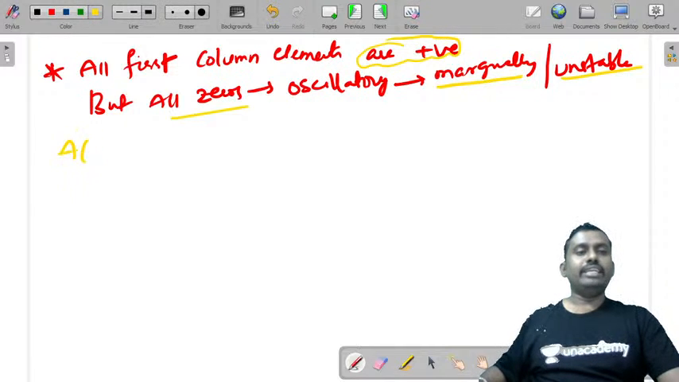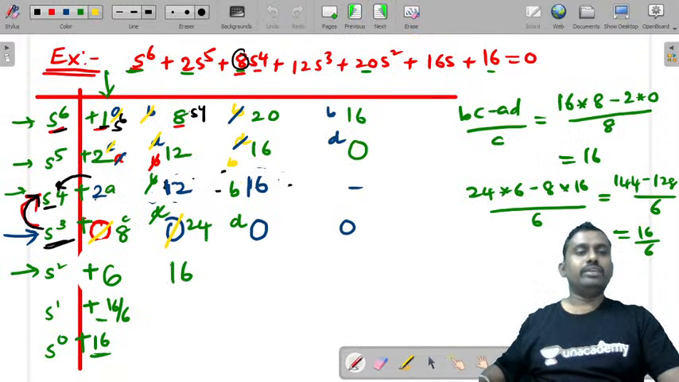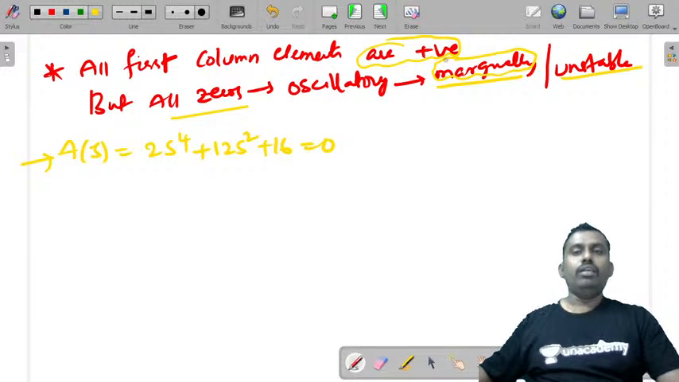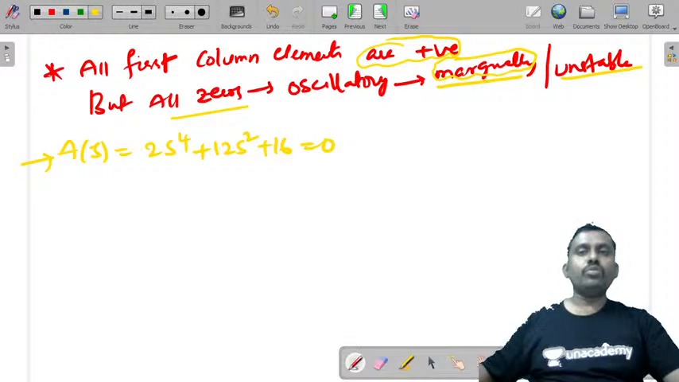We have got an auxiliary equation, right? A of s is equal to, I will write this, 2s power 4 plus 12s square plus 16 is equal to 0. We can comment on the exact stability of the system, that it is marginally stable or unstable, only if we know the roots of this. So we need to find the roots of this. Let's try to find them.